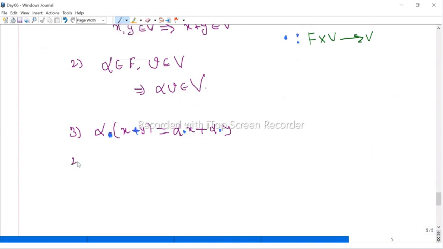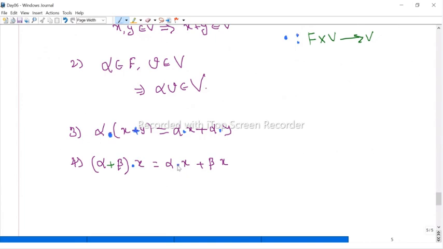Suppose the next property: alpha plus beta times x. Here the plus is scalar plus, because we are adding two scalars, alpha and beta. Then we multiply with x, which is the scalar multiplication, green color, because one is a scalar and one is a vector. This is equal to alpha times x plus beta times x. So here we have a blue color multiplication.